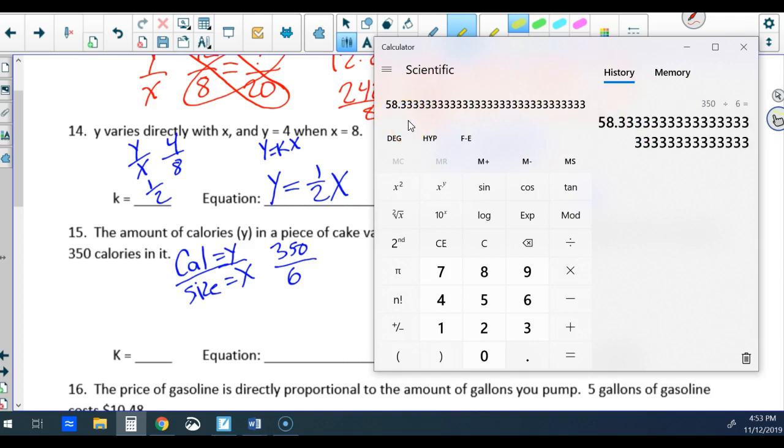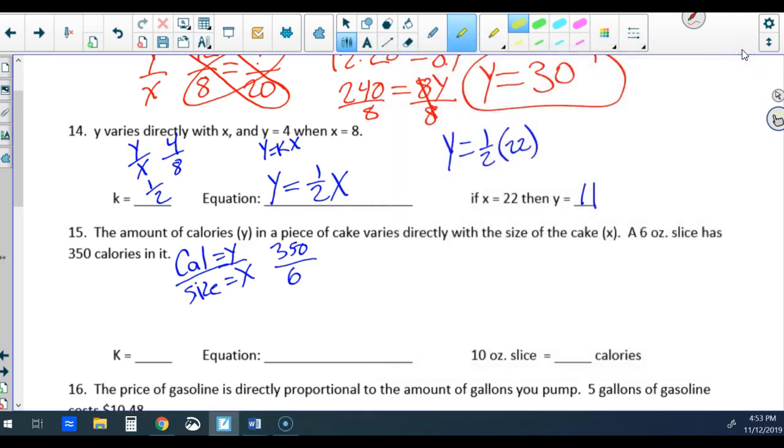I'm not sure what that would be. It looks like 175 over 3 maybe as a fraction. I have no clue how many calories 175 thirds is. That's not what we would want to talk about in this situation. 58.3 calories per ounce.